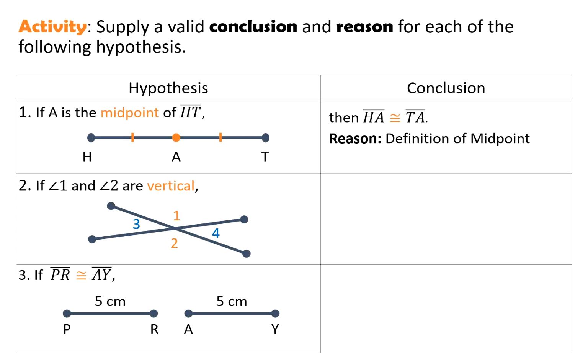Ngayon, yung second statement natin, if angle 1 and angle 2 are vertical, so ano kaya yung pwede nating conclusion? Ano ba pag sinabi nating vertical angles? Ito yung mga opposite angles. So, anong pwede nating conclusion? So, pwede natin gawin na yung angle 1 ay congruent dun sa angle 2.